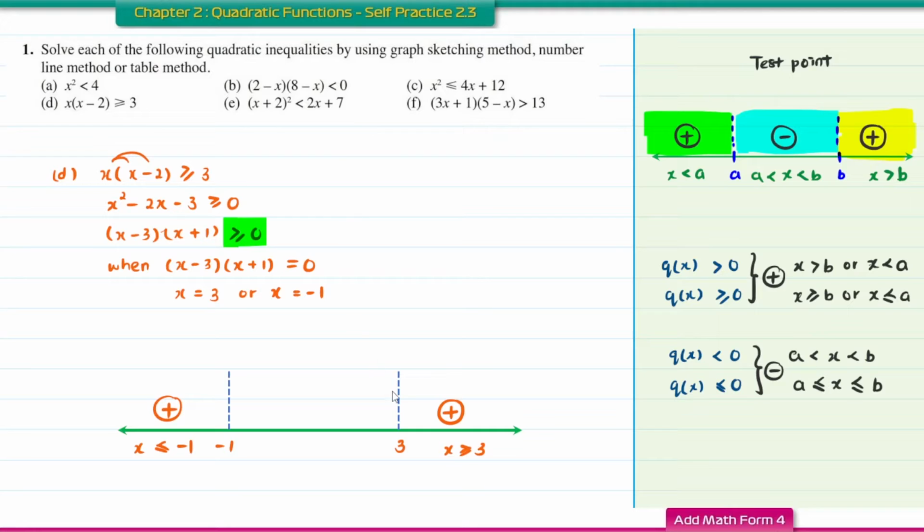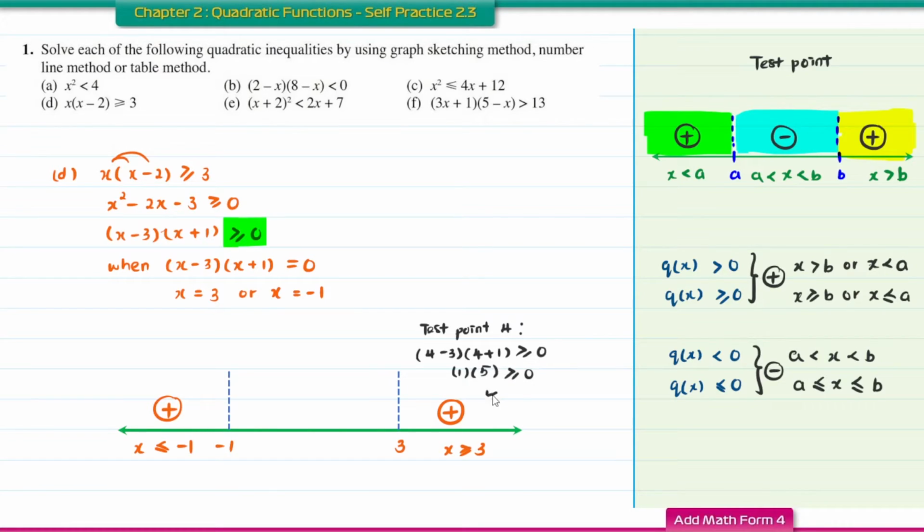If you want to confirm the answer, you can do a test point for these positive regions. For example, for this region, as x is greater than or equal to 3, let us choose number 4 as our test point. So put the number 4 into the quadratic inequality, then you're going to have 4 minus 3, 4 plus 1 greater than or equal to 0. So here is going to be 1 times 5.